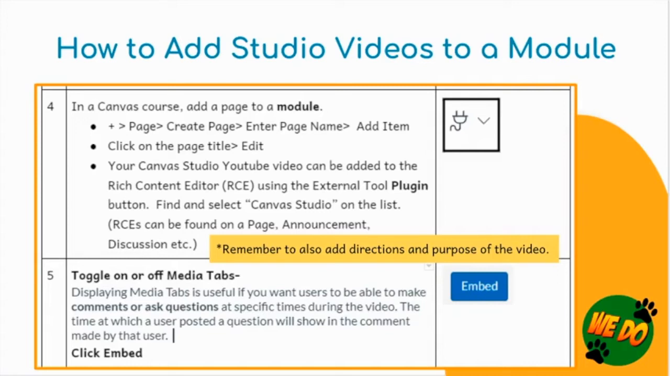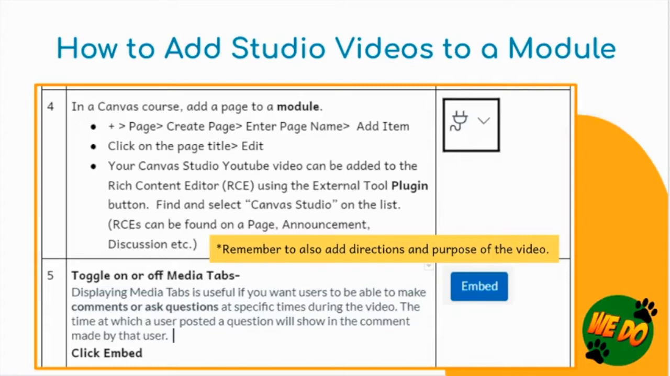Okay, and the way you do that is you're going to open up a module and you're going to click on the plus button, select page, then select create page, give it a page name, you're going to enter that in, and you're going to add the item. Okay, you're going to click on that page title that you just created in your module, and you'll select Edit.